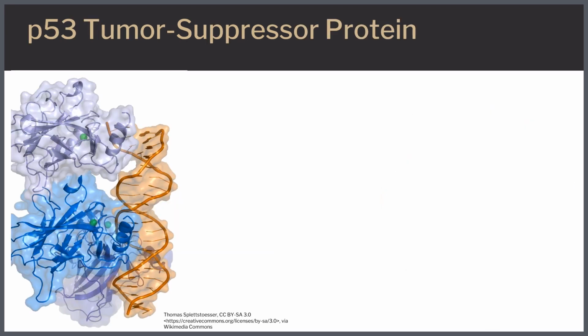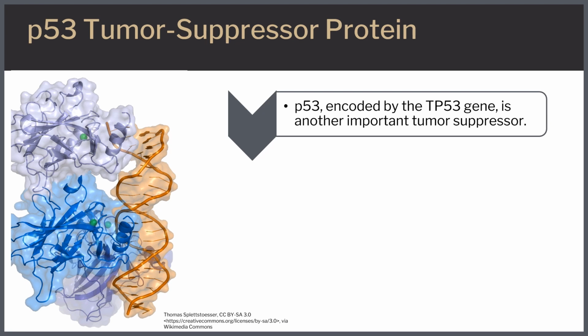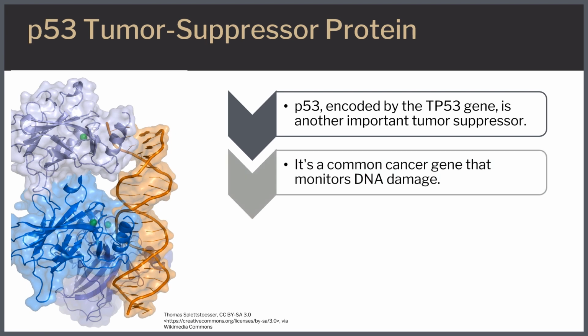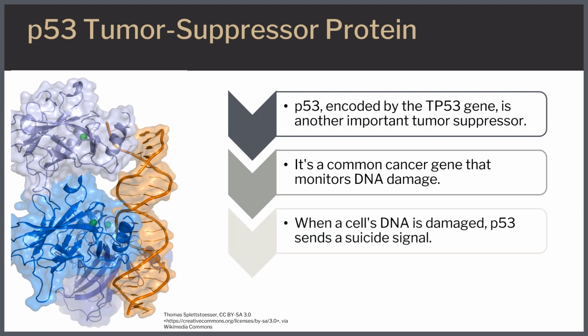Another important tumor suppressor is the p53 tumor suppressor protein, which is the guardian of the genome, encoded by the TP53 gene, also known as protein 53 or tumor protein 53. p53 was identified in 1979 by Lionel Crawford. It is one of the most frequently altered genes in cancer, and it monitors DNA damage. When DNA in a cell is too damaged, p53 normally sends a signal that tells the cell to commit suicide.